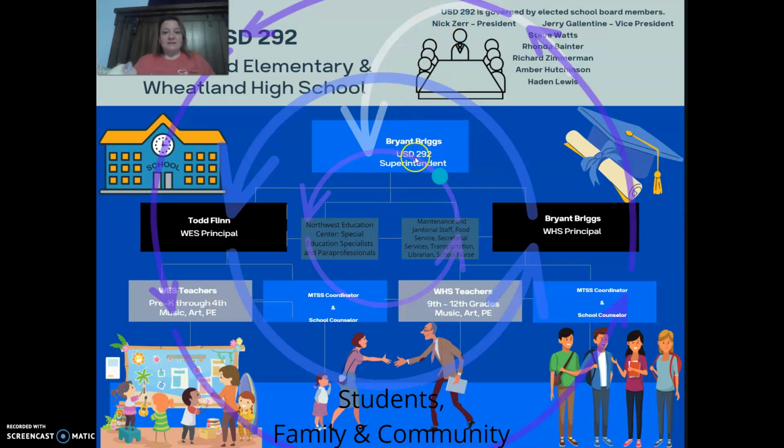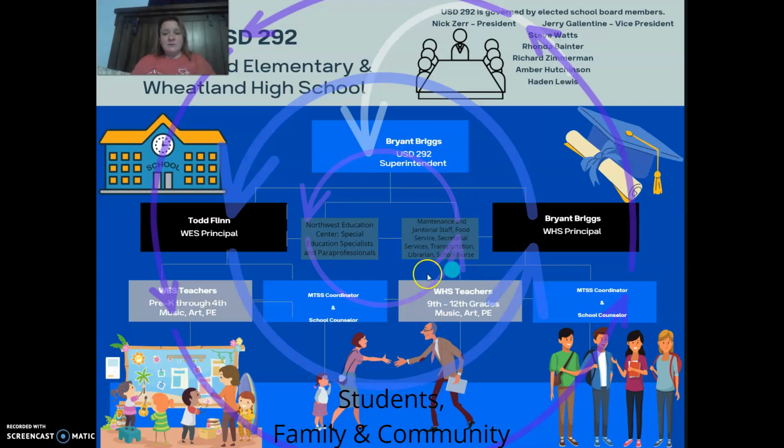So you see here, he's the superintendent, and then he's over the two principals, one of which is himself, and the other is Principal Todd Flynn, who has been principal at the high school for several years and is now principal at the elementary school. And so you see I have circles that go from the school board to the superintendent, but those connect with these arrows that kind of go around here where we have our other people who work with us. And I put in the very center of our organizational chart our Northwest Education Center, which is where we get our education specialists and paraprofessionals, and that's our special ed department.